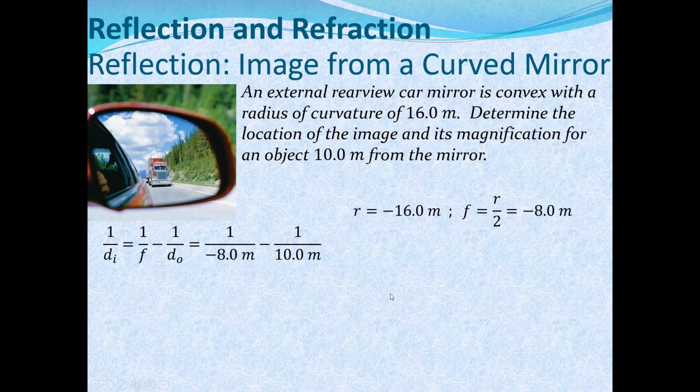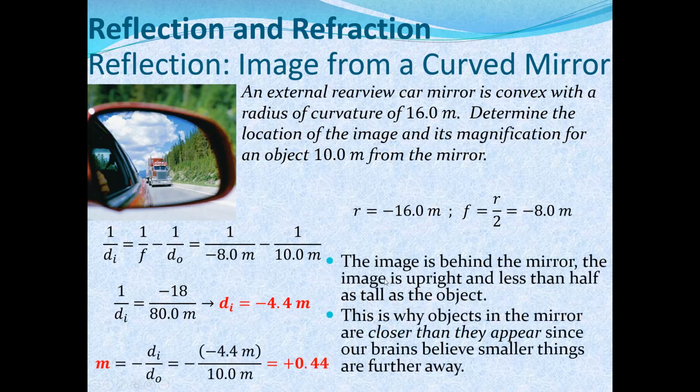Plug these numbers in, and what we end up getting is negative 4.4 meters. So again, it's going to be inside of the mirror. I was close, I said negative 6. And then when we do the magnification, we get plus 0.44. So it's going to be a little bit less than half of it.